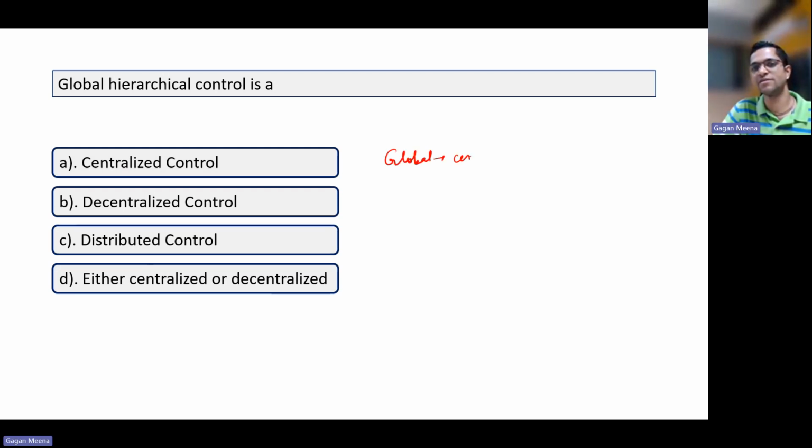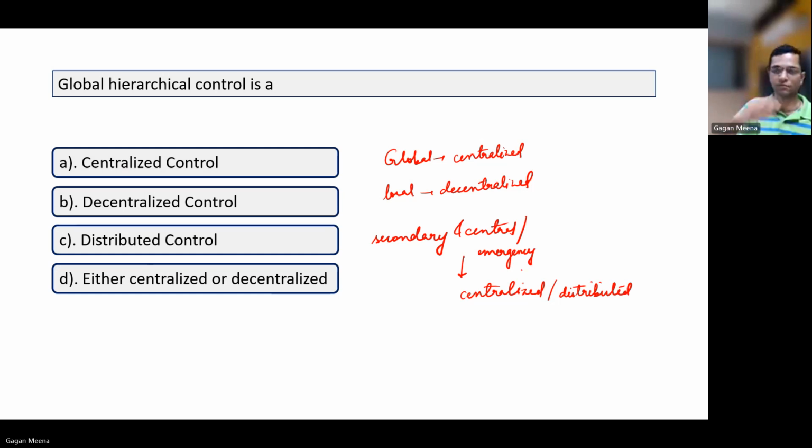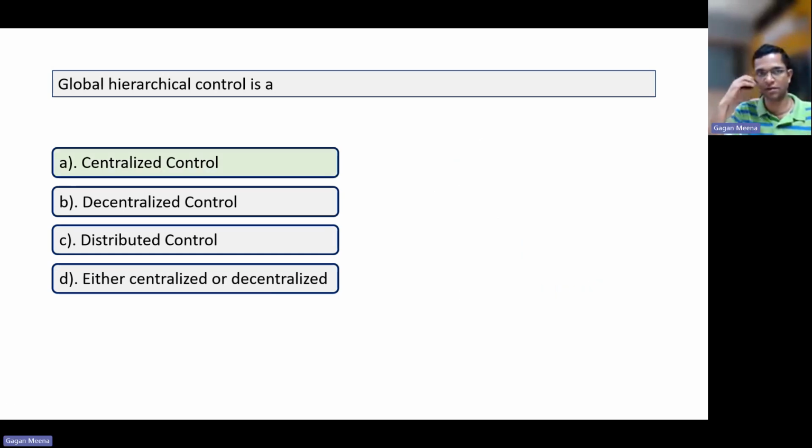We already saw that global is always centralized, local is always decentralized, while secondary and central or emergency can be centralized or distributed. Centralized control.